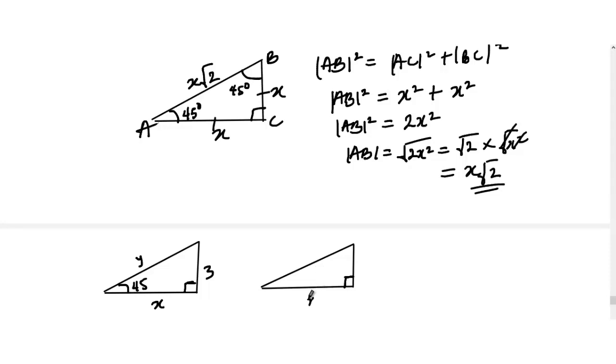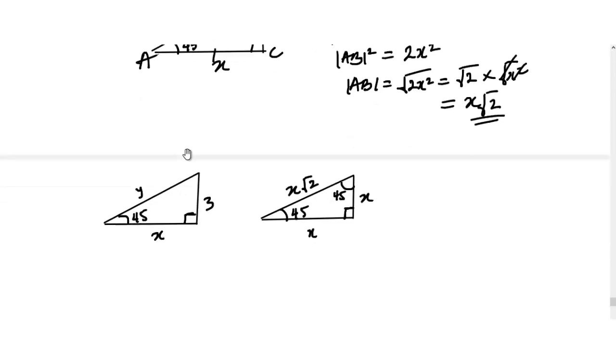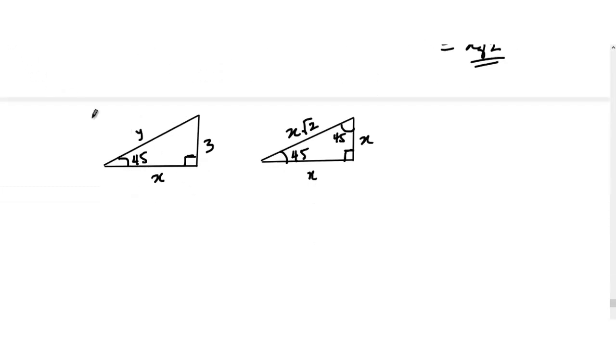So you know that this is x, this is x, and this is x root 2, as long as this is 45 and this is 45. In this case, I didn't put 45 here because definitely if this is 45 and this is 90, this will be 45. So this is an isosceles right triangle. So how do I get the value of x and y? All I do is just compare the coefficient x to x. So it's more like similar triangles.